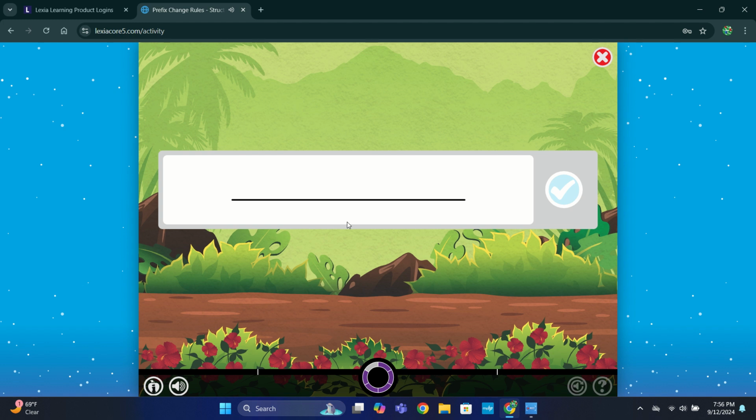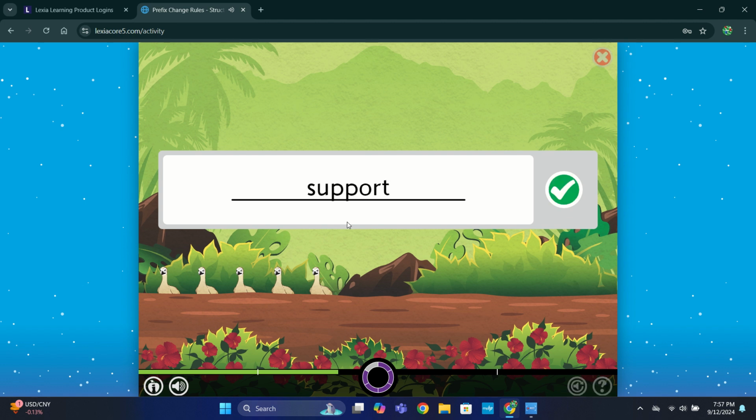Spell the word you hear. Emit. Collecting. Account. Eject. Difference. Support. Immune. The last letter of the prefix changes to the first letter of the root to make it easier to say. Immune. Irritate.